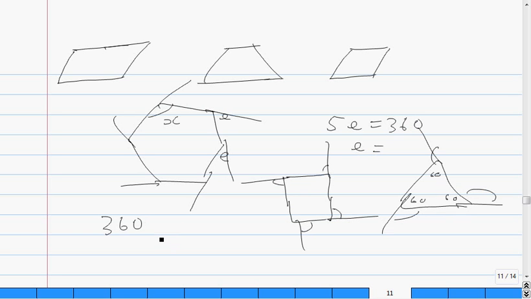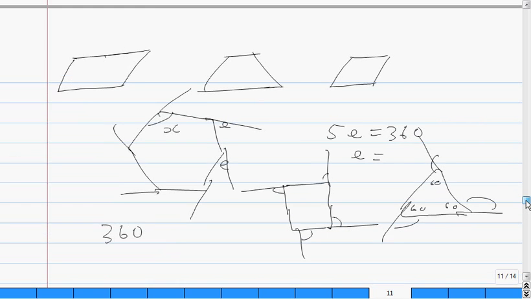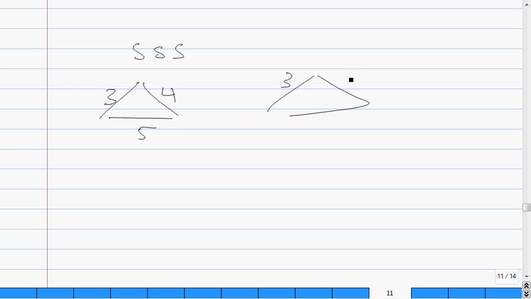1 minute. Understand the use of SSS. That's side, side, side, for congruent triangles. If you've got side, side, side, if this is 3, and if this is 4, and if this is 5, then all triangles 3, 4, 5 will be identical. And if you ordered it on the internet, you wouldn't be disappointed. You get exactly the same product.